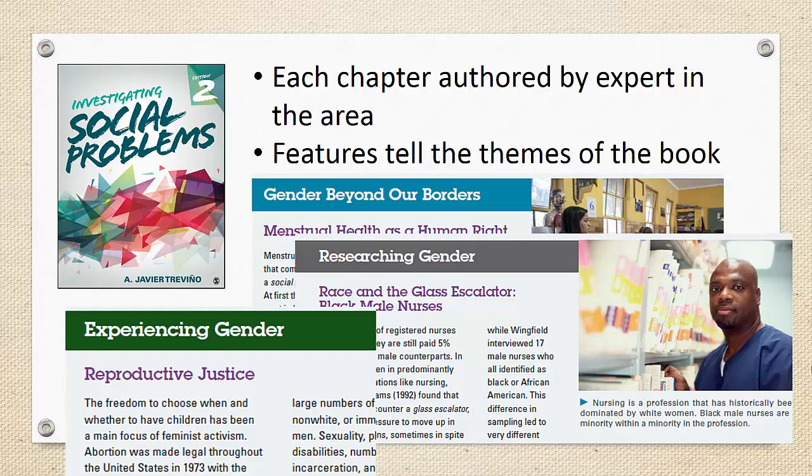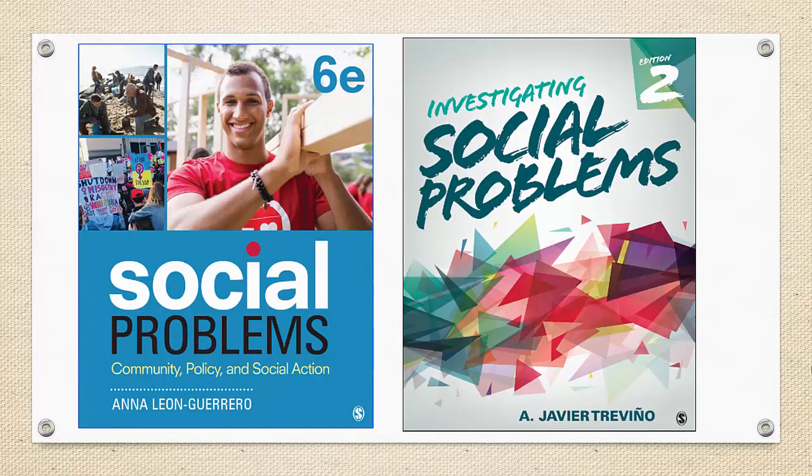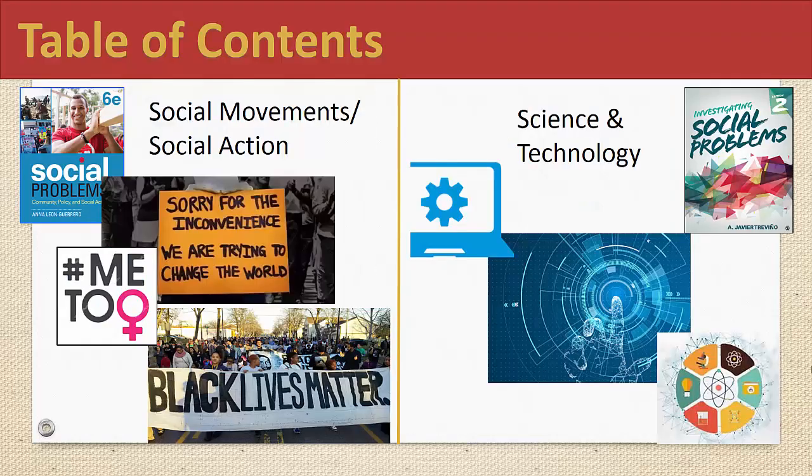To better understand these 2 different books and where they might appeal to different instructors, let's take a look at how each of them stack up in 4 different areas: their table of contents, theory coverage, the role of status or identity, and how problems get solved. Leon Guerrero has a unique social actions, social movements chapter. Trevino has a chapter on science and technology and its contributions to social issues.